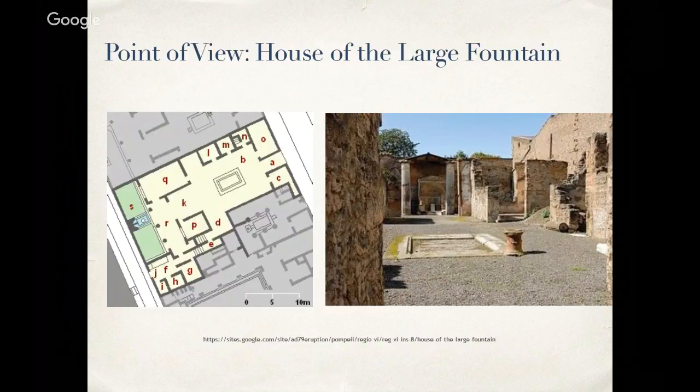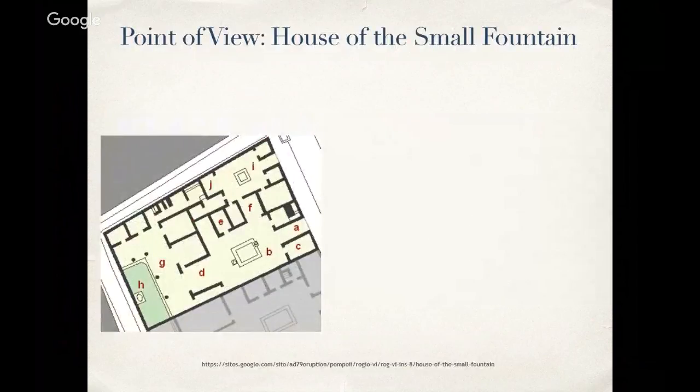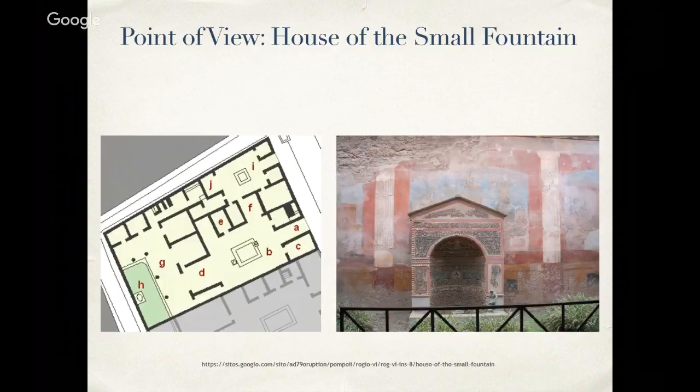And I think it's even more amusing in this other example, the house of the small fountain, where the pillars, the columns, are not even evenly spaced. They are just arranged in a way that a passerby can assume, thanks to the perspective, that the owner of this house has a wonderful, complete colonnade around its garden.